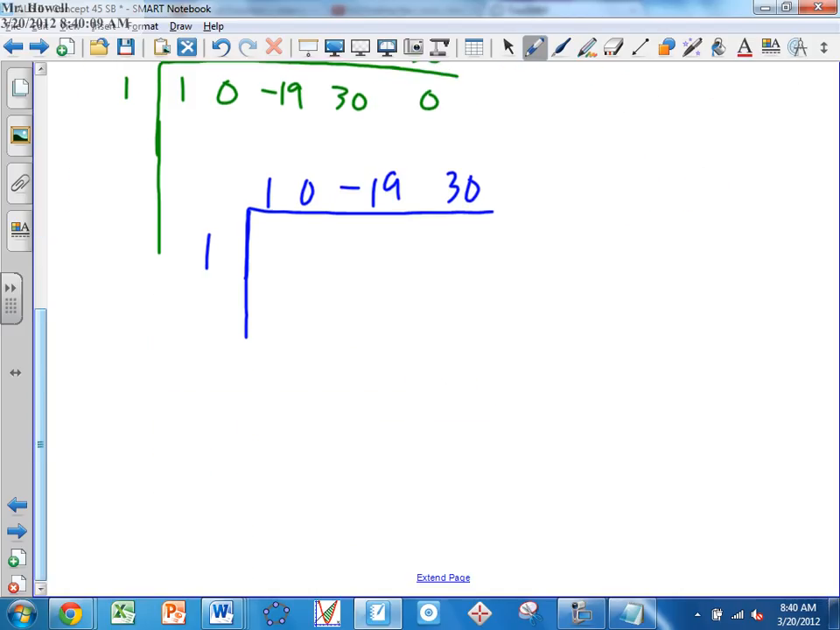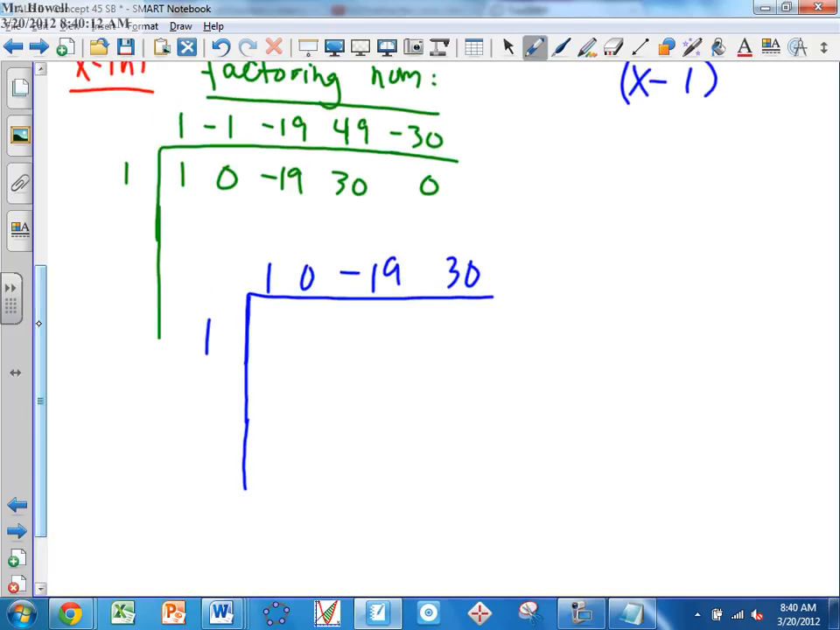1, 1 by 1 is 1. 1 and 0 is 1. 1 by 1 is 1. 1 minus 19 is negative 18. Negative 18 and 30 is positive 12. So that doesn't work. But it doesn't tell me, they're not alternating signs, and they're not all the same. So it's not an upper or lower bound. So I can go up to 2, or I can go down to negative 1. It doesn't matter at this point, because I have no indication for my signs. Had my signs been alternating or consistent the whole way, I could have set upper limit or lower limit. So I'm just going to go to 2 for now.